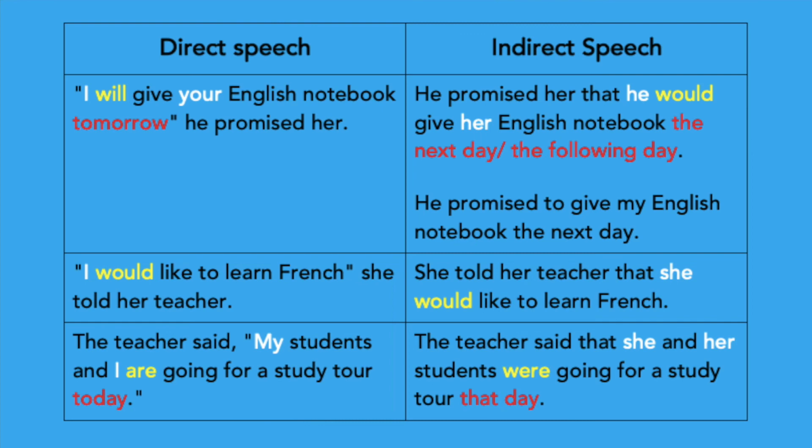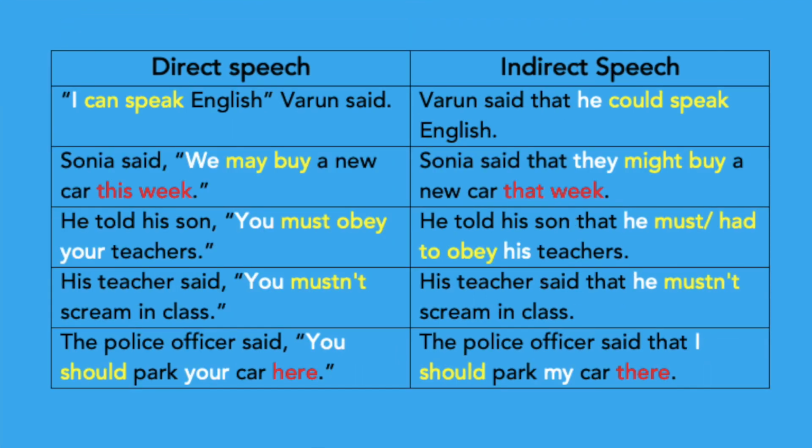Here, she and her students are going. Are going becomes were going. If it is am going or is going, we should change this to was going. Here it is are, so it changes to were. Today becomes that day. So the answer is the teacher said that she and her students were going for a study tour that day. See the next one.